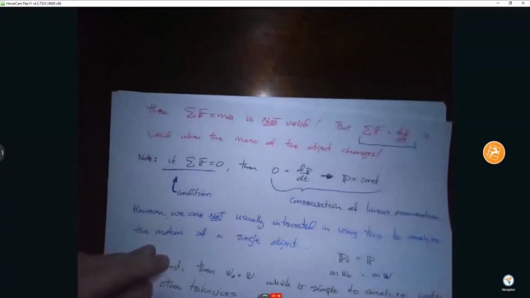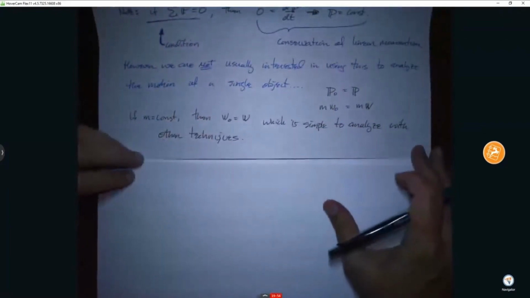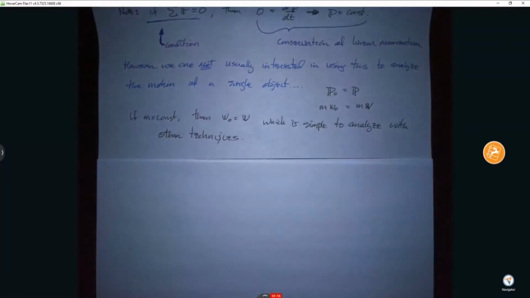And so what happens is that, very similar to what was discussed in the energy chapters, we're going to start looking at systems. And so this is going to be the new version.